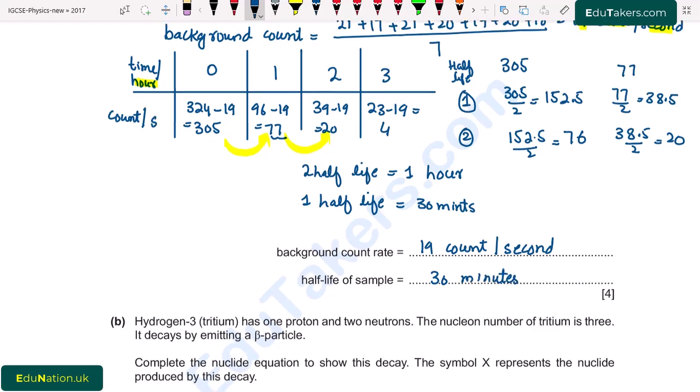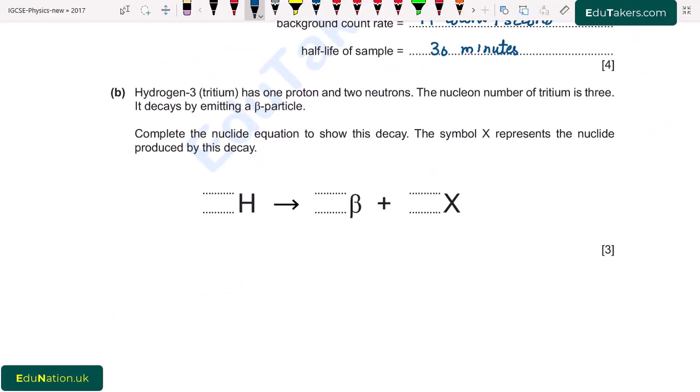Going towards the next part B. Hydrogen 3, that is tritium, has 1 proton and 2 neutrons. The nucleon number of tritium is 3. It decays by emitting a beta particle. Complete the nuclide equation to show this decay. The symbol X represents the nuclide produced by this decay.